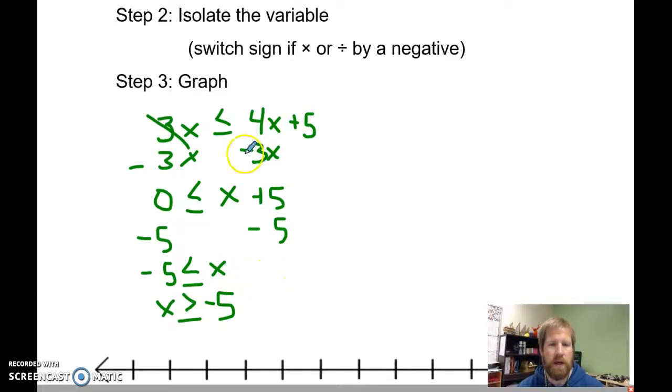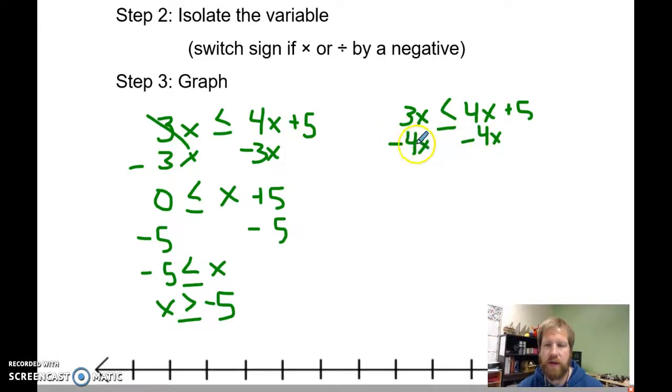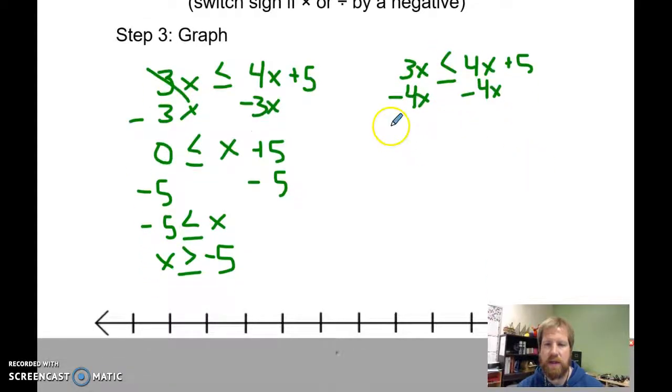The other way to do it would be to move this 4x over, and we can do that. 3x is less than or equal to 4x plus 5, minus 4x, minus 4x. I'm just subtracting, so I don't need to do anything to my sign, but I'm left with negative x is less than or equal to 5.